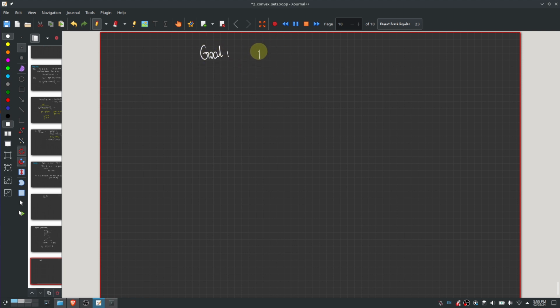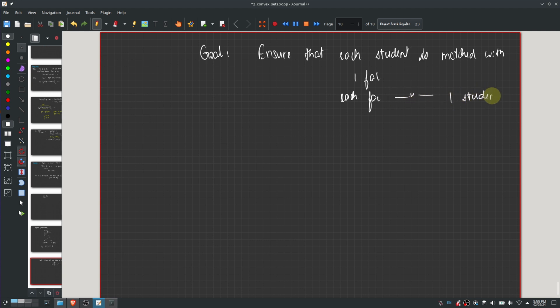The goal is, of course, to ensure that each student is with one faculty. At the same time, we also want to make sure that no faculty gets more than one student. So it's a matching in that particular sense. And you want to maximize the sum of P_ij over the pairs where i and j are matched.